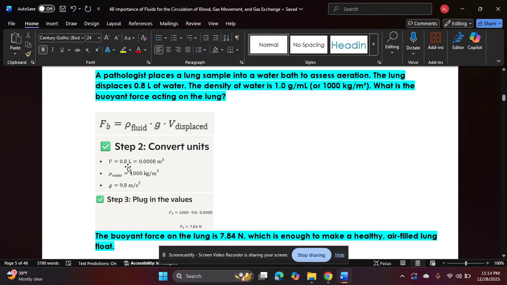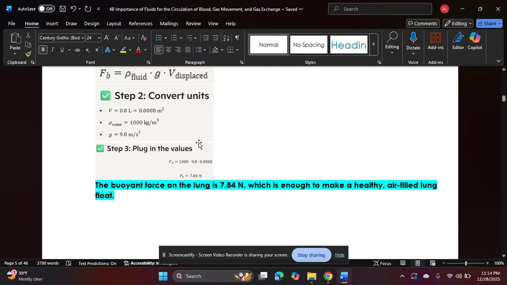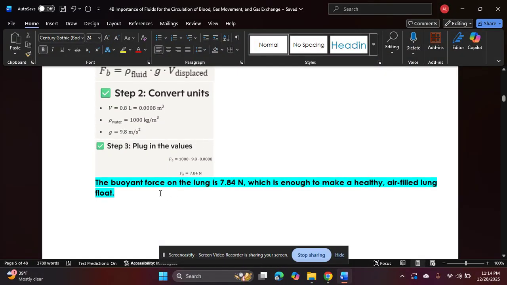So we're looking for rho fluid times gravity times V displaced. V equals 0.8 liter equals 0.0008 meter cubed. Rho water is 1,000 kilograms per meter cubed, and g is 9.8. As you can see, the volume is in liters, so that's why we had to convert into meter cubed. Plug in the values, and Fb is equal to 7.84 newtons. Because it's a force, it's in newtons. So the buoyant force on the lung is 7.84 newtons, which is enough to make a healthy air-filled lung float.